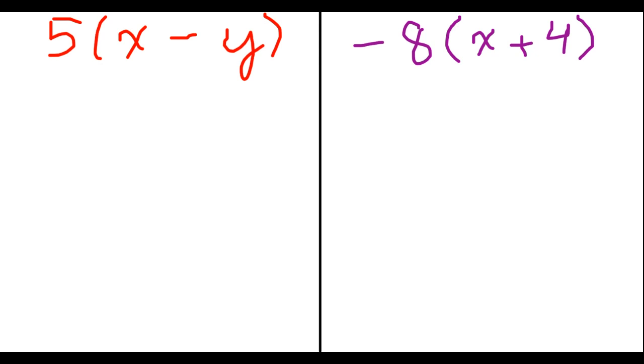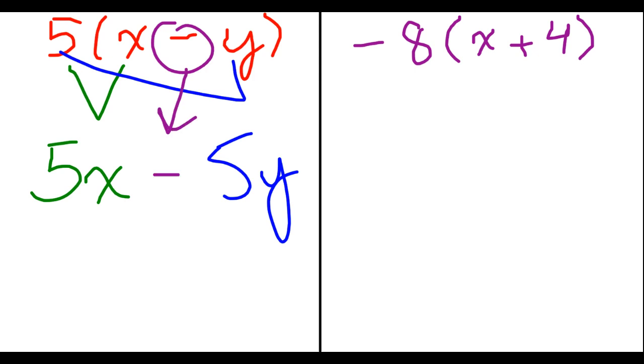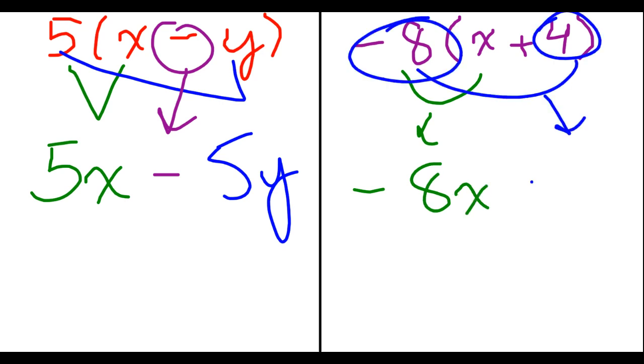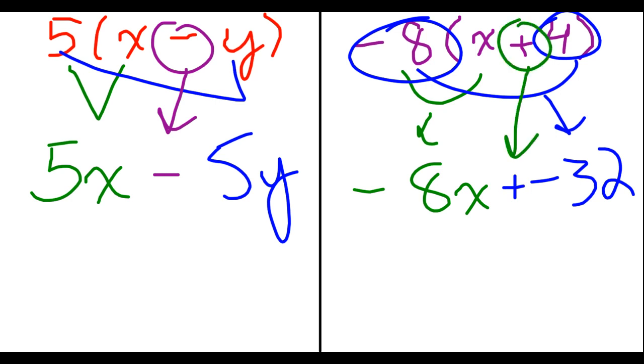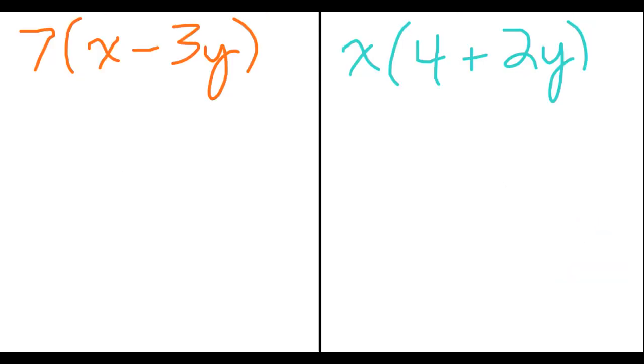So for the one on the left, we have 5 times each of the pieces of x minus y. So 5 times x is 5x. 5 times y is 5y. And we are subtracting them, so it will be 5x minus 5y. In the problem on the right, negative 8 times x is negative 8x. Negative 8 times 4 is negative 32. And again, either negative 8x plus negative 32, because we are adding them, or rewriting it as negative 8x minus 32. Finally, one last set of problems. Go ahead, work on these, pause the video, come back when you're ready to see the answers.